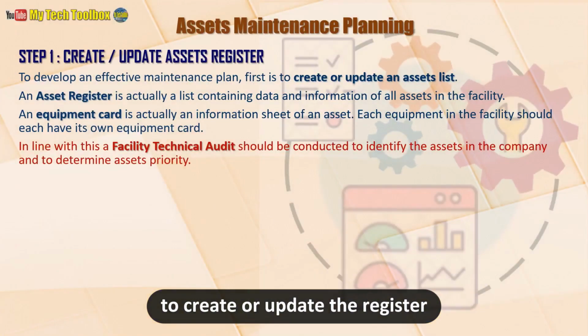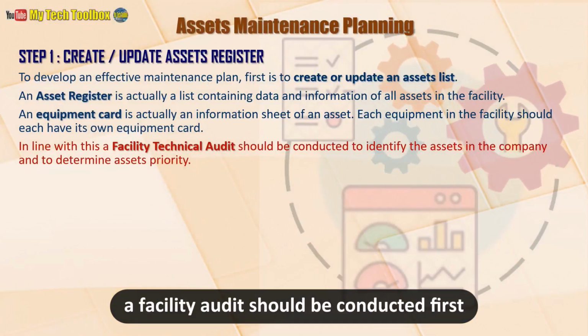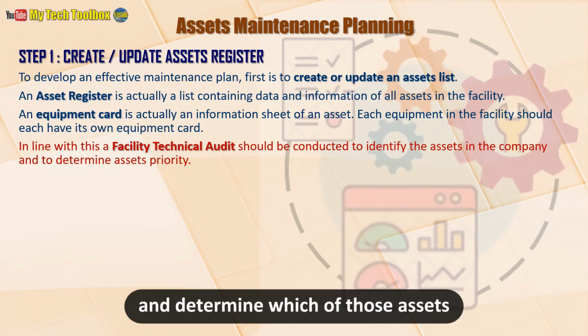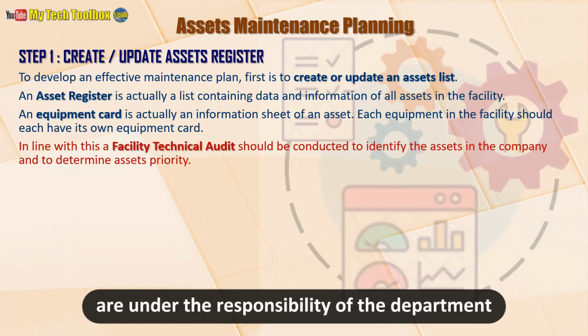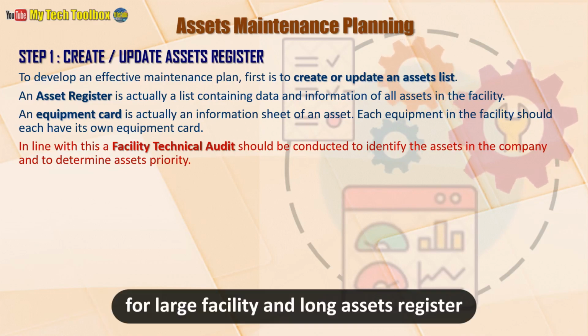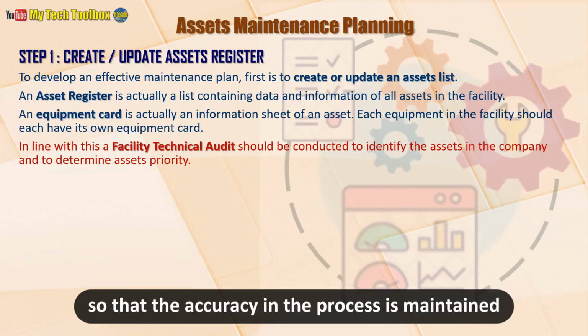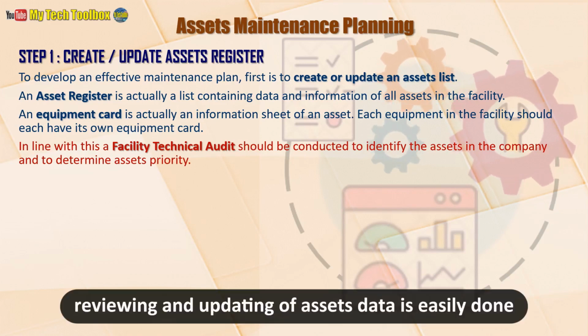To create or update the register, a facility audit should be conducted. First, the audit will account for all the assets in the company and determine which of those assets are under the responsibility of the department. For a large facility and long assets register, departments make use of asset management software so that accuracy in the process is maintained. Accessing, reviewing, and updating of assets data is easily done.